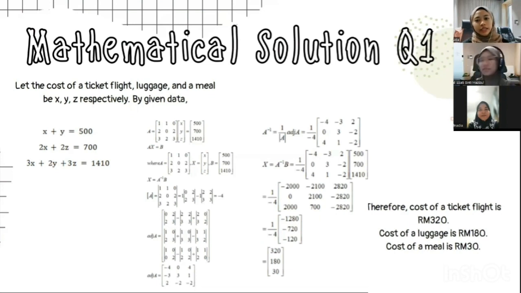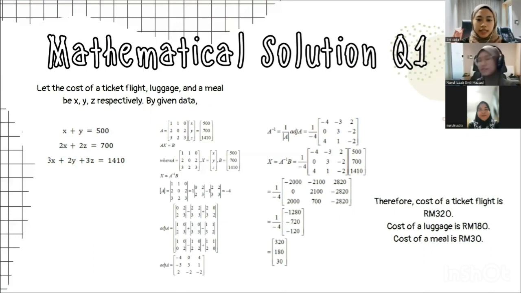So for the mathematical solution to question 1, let the cost of the ticket, flight luggage and a meal be x, y, z respectively. By the given data, the first equation is x plus y equal to 500, 2x plus 2z equal to 700 and 3x plus 2y plus 3z equal to 1410. Matrix A is the coefficient matrix, X will be x, y, z and B is equal to 500, 700 and 1410.